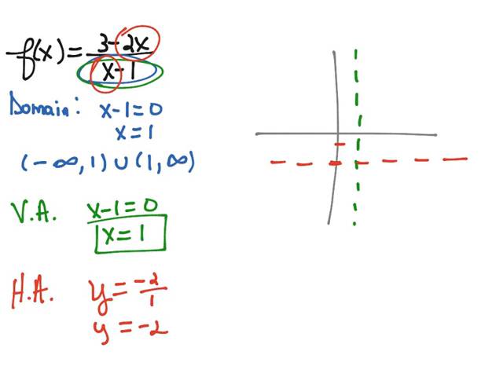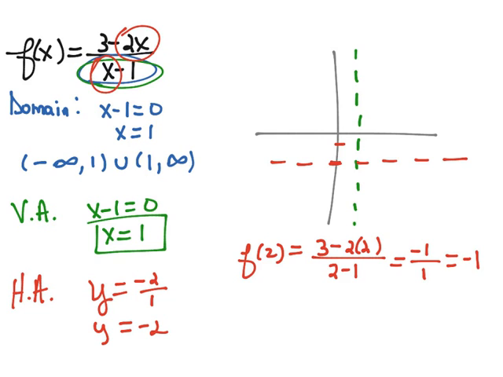So if we go 1 to the right of our vertical asymptote, let's try f of 2. We would get (3 minus 2 times 2) divided by (2 minus 1). 3 minus 4 is negative 1, and 2 minus 1 is 1. So that means that when x is 2, y is equal to negative 1. Now, if this is the point that's on my graph, and I have to stay in between the green and red boundary lines, then that means that my graph has to go like this.